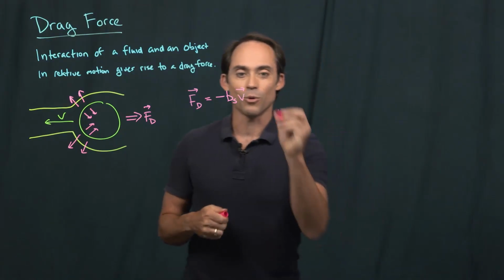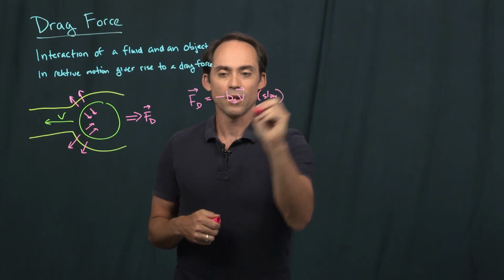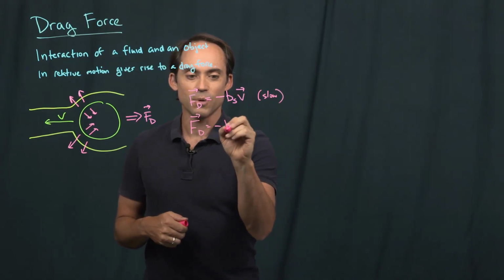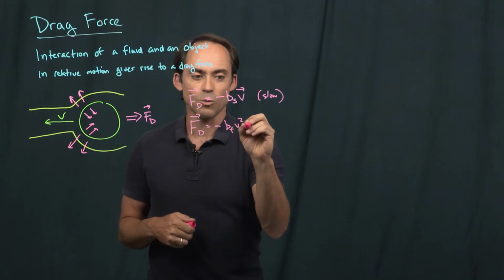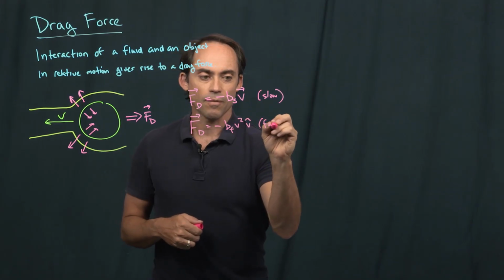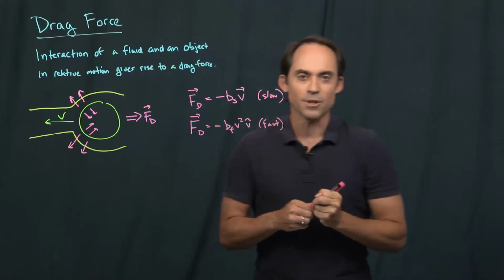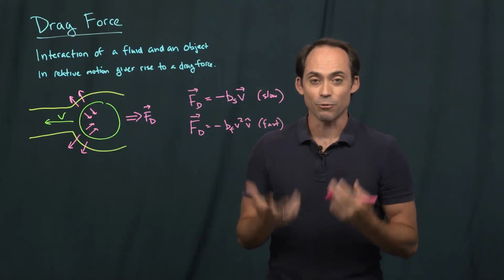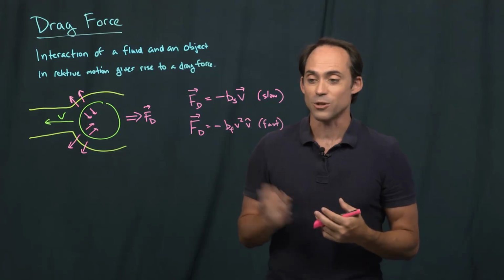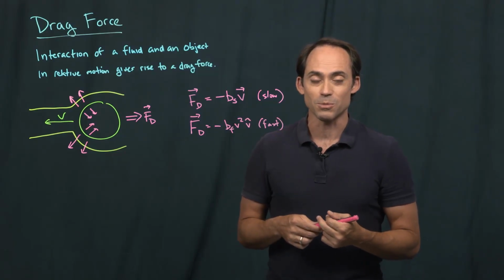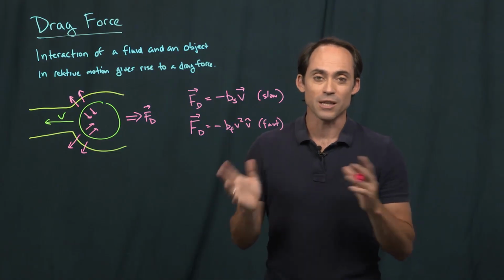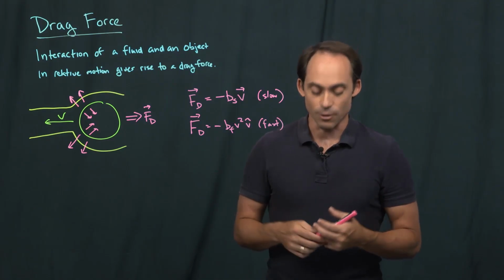Now this is the case for slow speed. We can also write a drag force at high speeds, which depends on the speed squared. It just happens empirically that when an object moves fast through a fluid, that drag force actually increases much faster. It goes as the speed squared as opposed to the linear speed. And again, that just depends on some coefficient out front, which depends on the geometry, the fluids, etc.